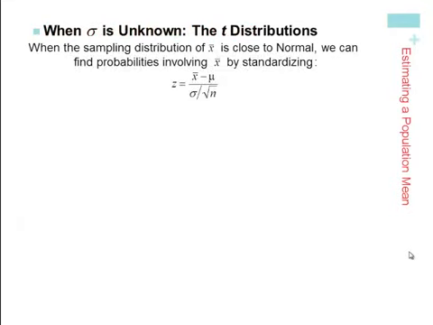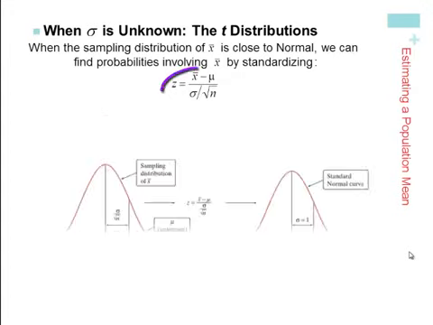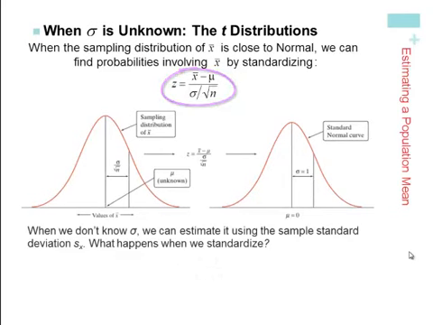Now going back and calculating a confidence interval for means, we rarely again know sigma. So when the sampling distribution of x bar is close to normal, remember that we can find probabilities involving x bar by standardizing using our familiar formula. But again, we rarely know what sigma is.